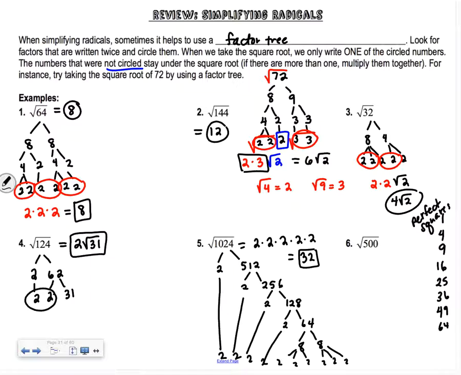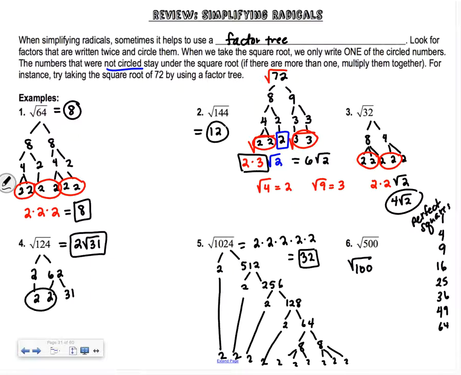So if we can think about a large perfect square that goes into 500 that we're able to take the square root of, it saves us a lot of work. So this is the goal. Eventually, when you guys get past geometry and you're in pre-calc, this is going to be like second nature to you. You're going to know how to do the square root of 500 right away. So we want to think about a number that I can take the square root of evenly that goes into 500. Well, what about 100?